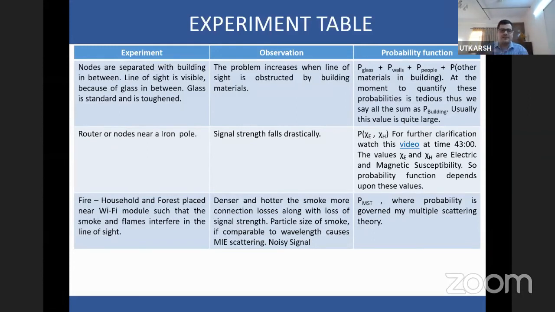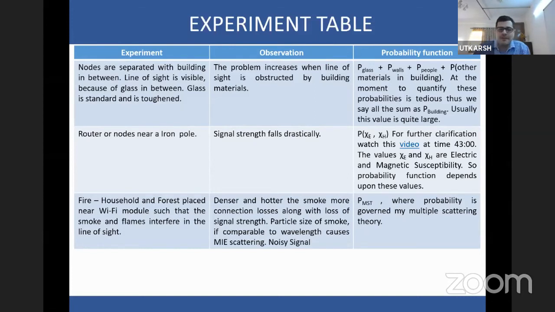Now, how we do that is very well explained in the paper, and it's actually achieved in its functionality. The next experiment we did was a router or nodes near an iron pole. The signal strength falls drastically. You can try this yourself. You can take your Wi-Fi module near a filled metallic material, keep a block of metal around it, and then you see that there is a drop in your Wi-Fi signal.